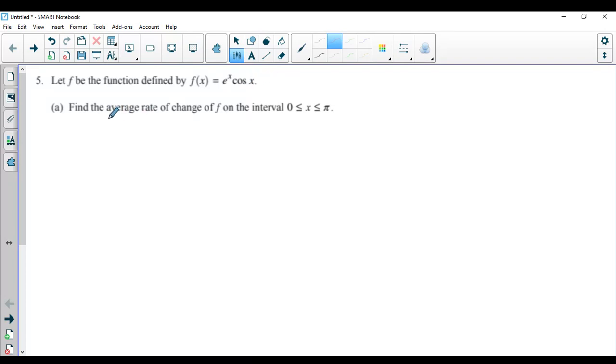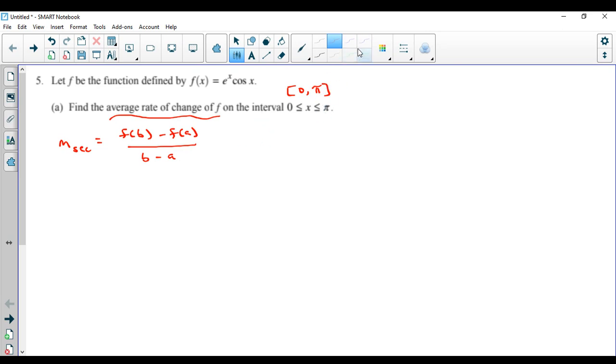And then it says find the average rate of change of f on the closed interval 0 to pi. All right. So as soon as you see the words average rate of change, you should be thinking slope of a secant line. And slope of a secant line is the formula f of b minus f of a over b minus a. It's basically just change in y over change in x for a particular interval.